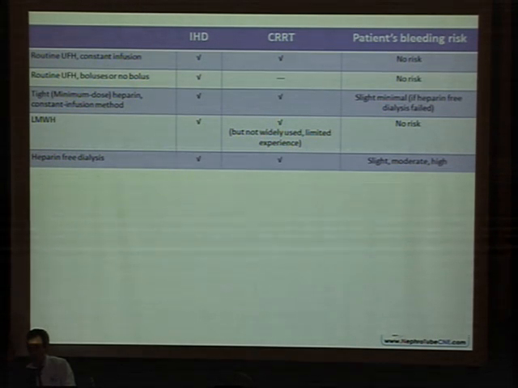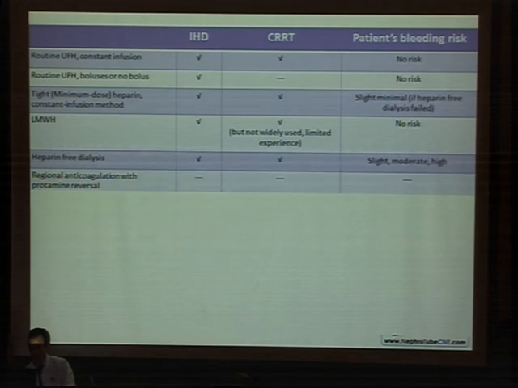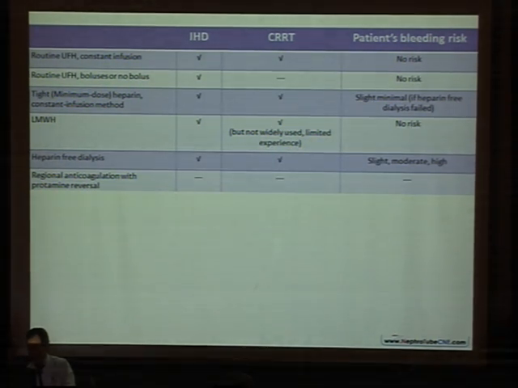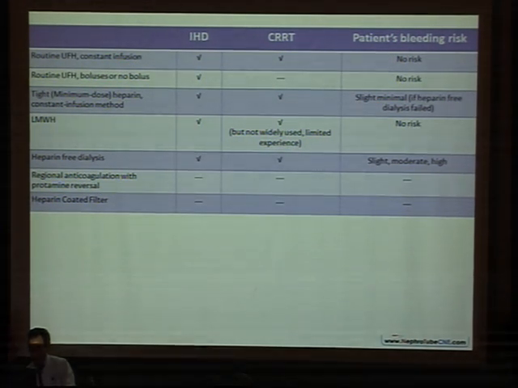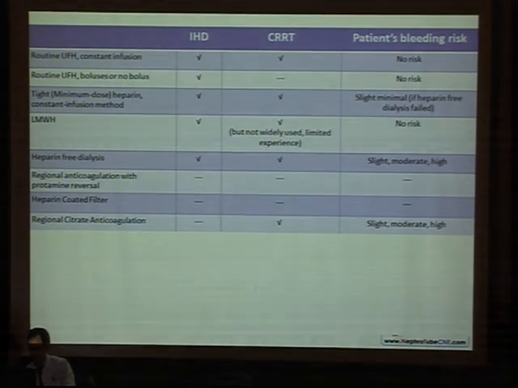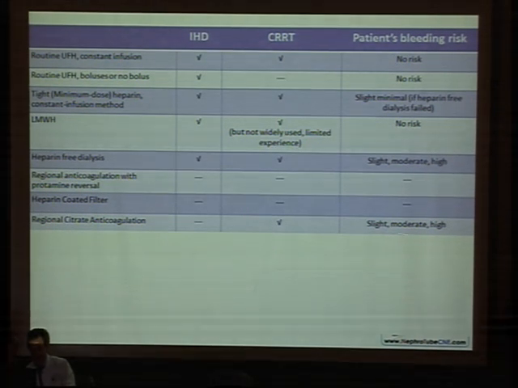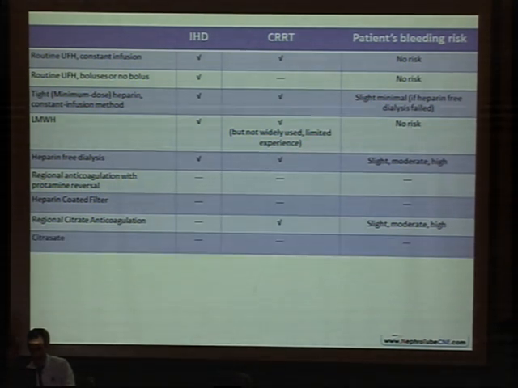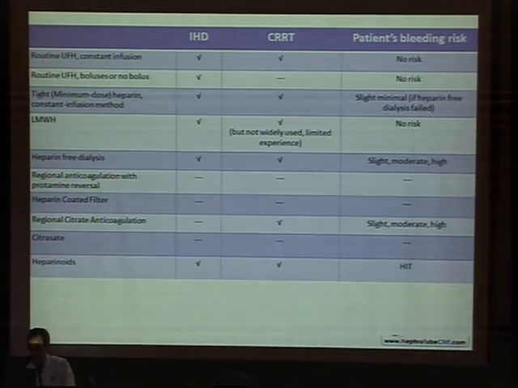Heparin-free dialysis can be used in intermittent hemodialysis and CRRT, with any risk of bleeding, slight, moderate, or high. Regional anticoagulation with glutamine reversal is not used anywhere. Heparin-coated filter is under experimental studies and is not recommended. Regional citrate anticoagulation is recommended only for CRRT and can be used with any bleeding risk. Citrazate is not recommended till now; it is under experimental studies.